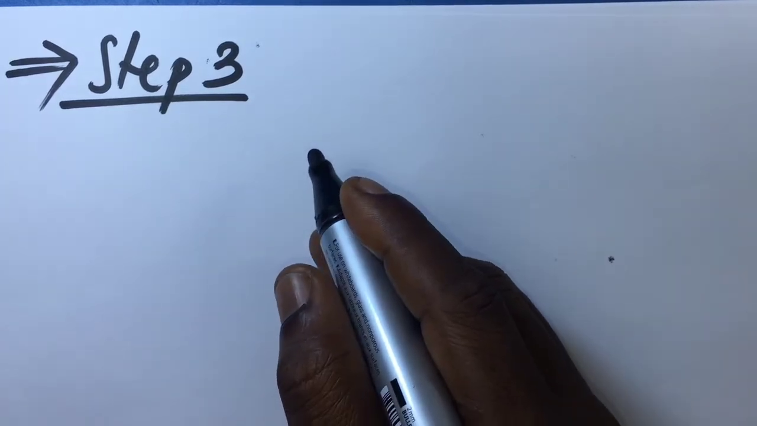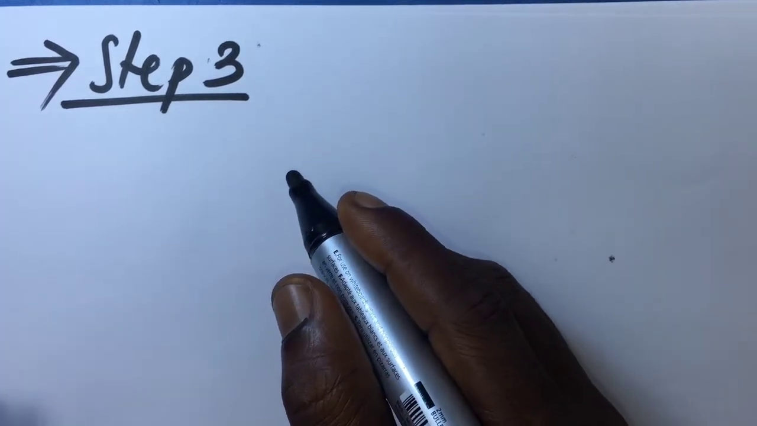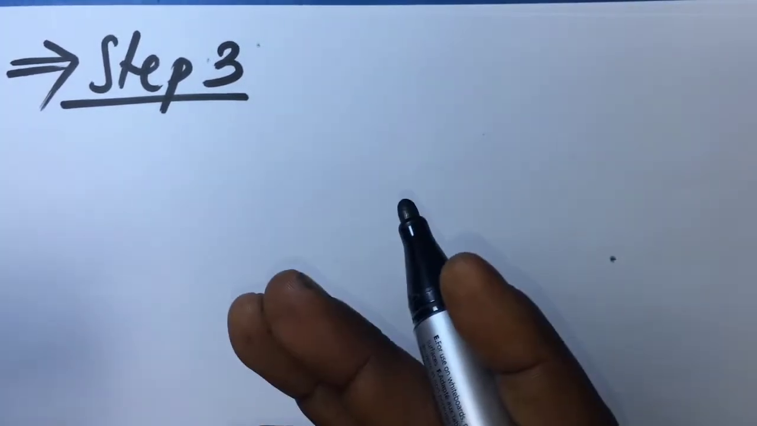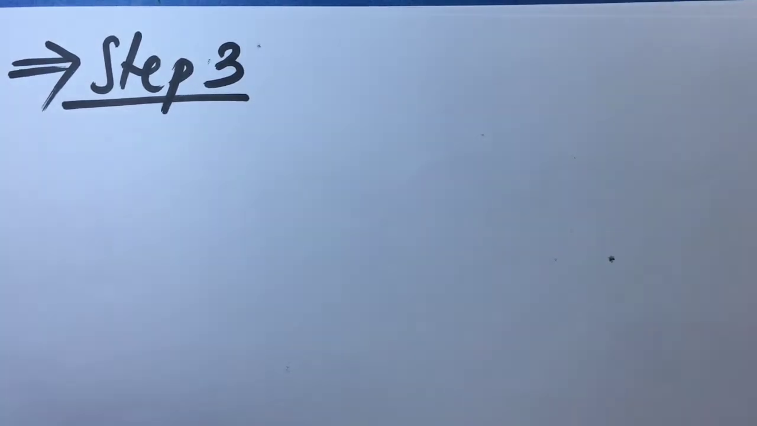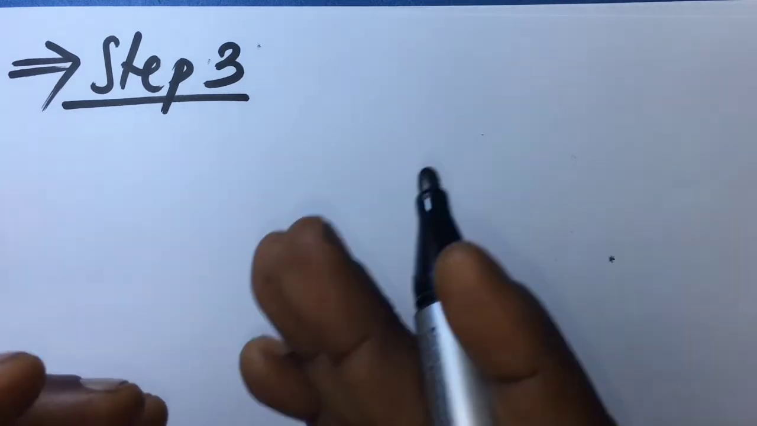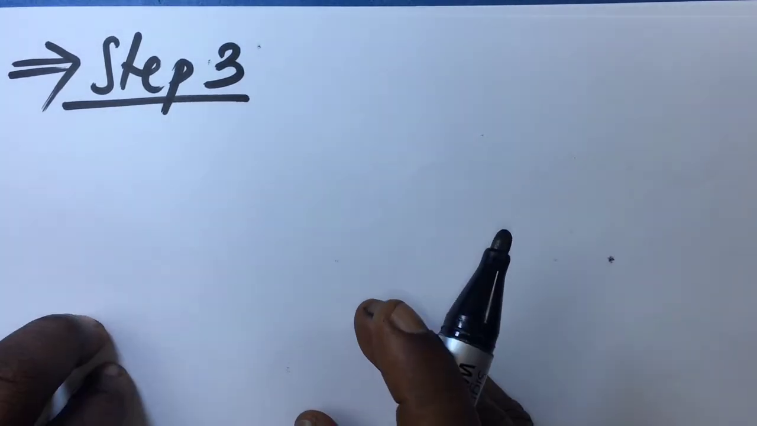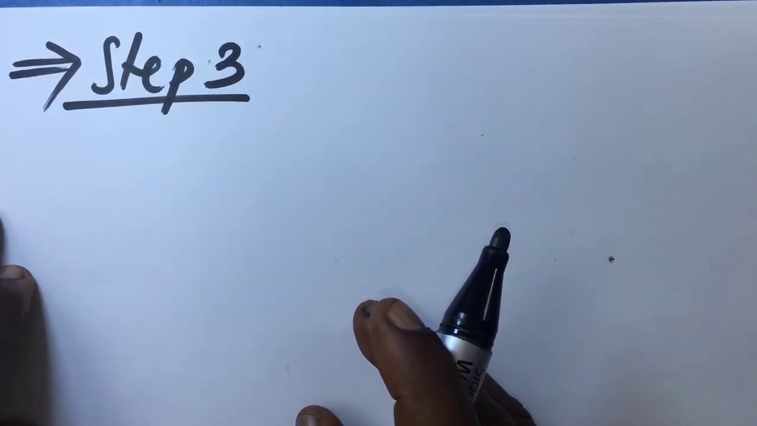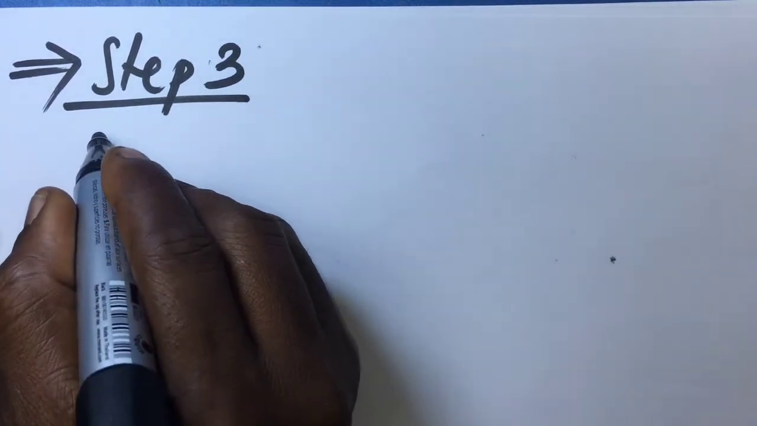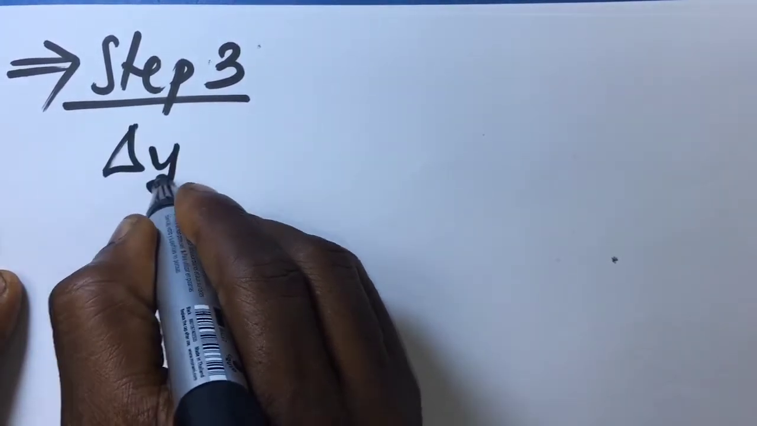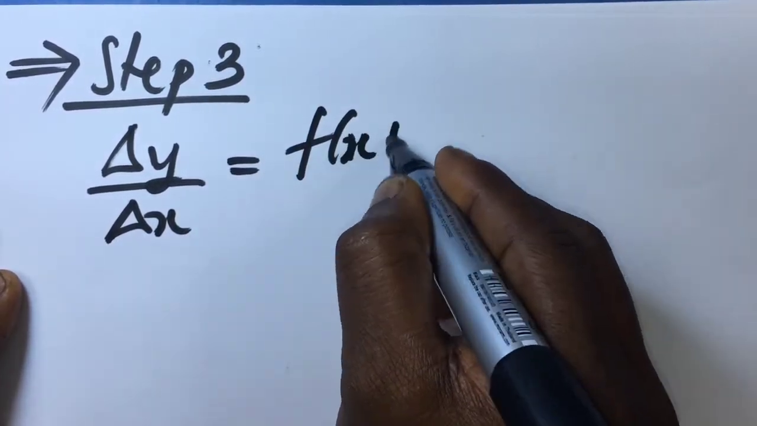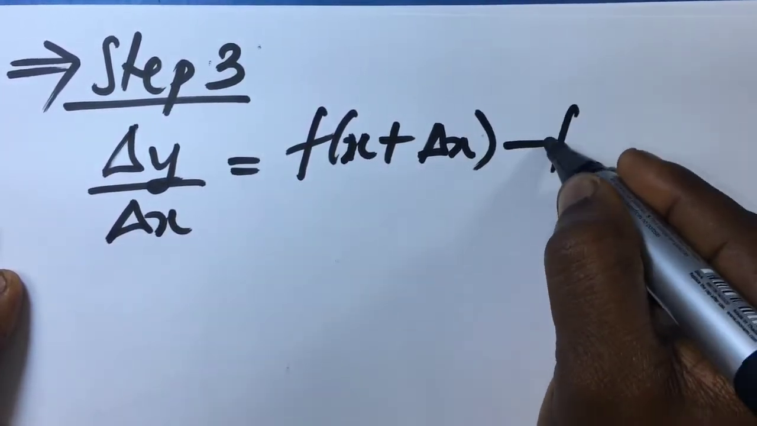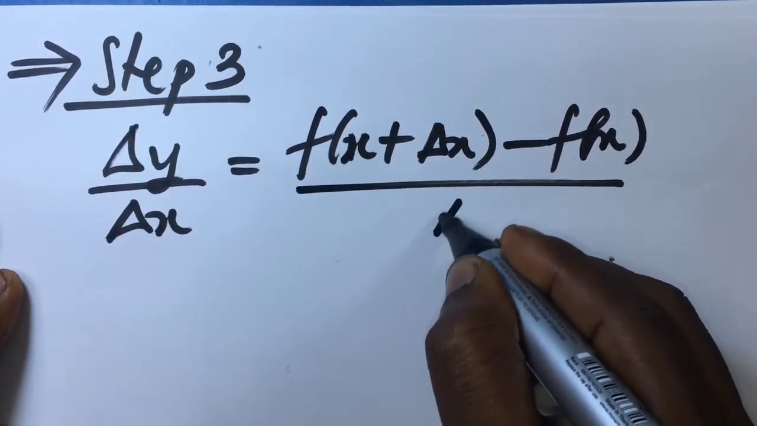Now that we have obtained our result for the gradient function in step 2, all we have to do in step 3 is to get the derivative of the function. How do we get the derivative of the function? Remember, from our first subheading, we discussed the derivative of a function to be the limiting value of the gradient function. And what have we obtained the gradient function to be? We have obtained the gradient function, change in y all over change in x, in step 2 to be f of x plus change in x minus f of x all over change in x.